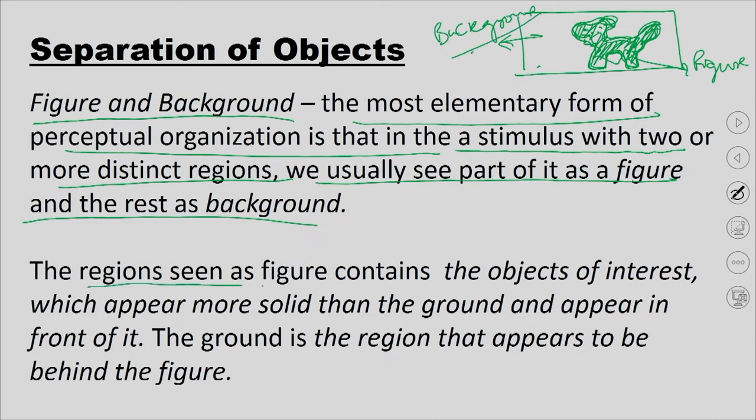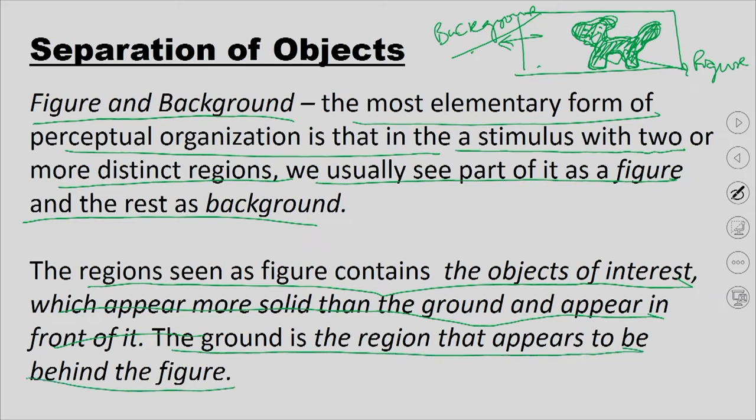Now the region seen as figure contains the object of interest. The figure contains the object of interest, which appears more solid than the ground and appears in front of it. So this dog appears in front of the white surface, and that is why it is called the figure, and the white surface is called the background. The ground is the region that appears to be behind the figure. So this is the ground, it is behind this dog, and that is why it is called the background.